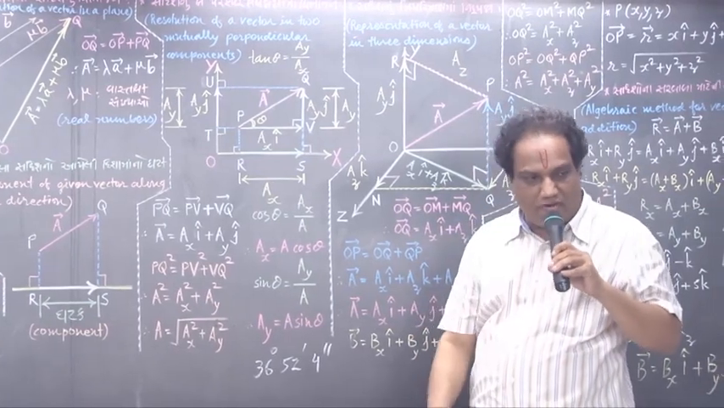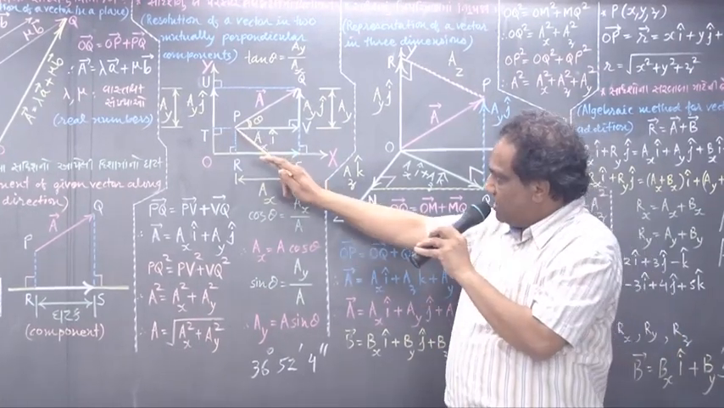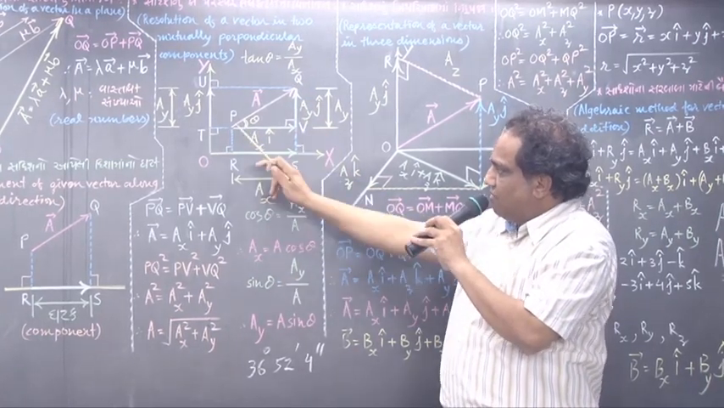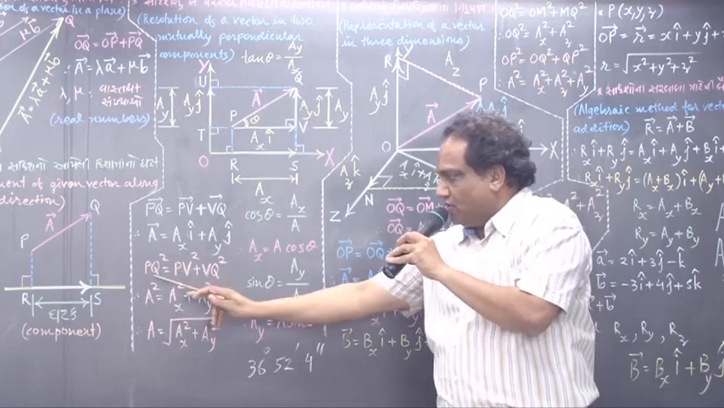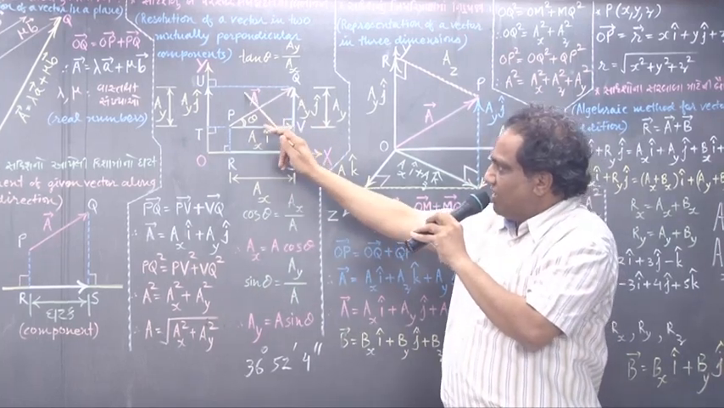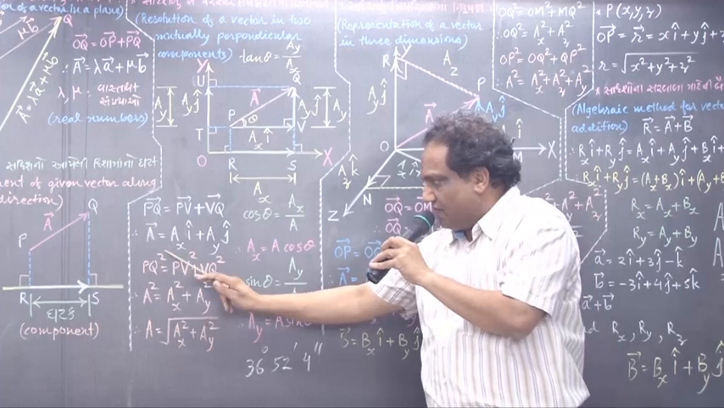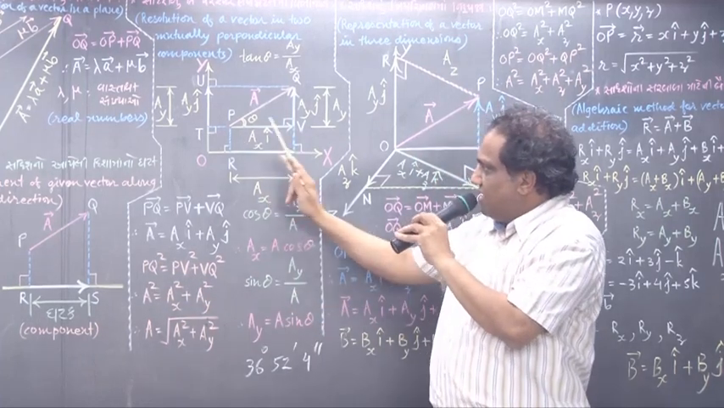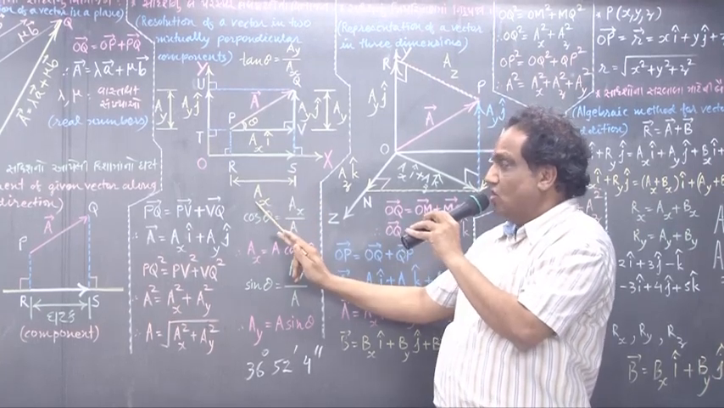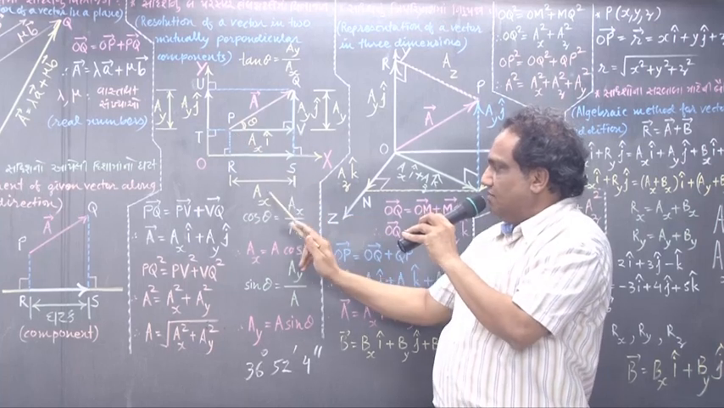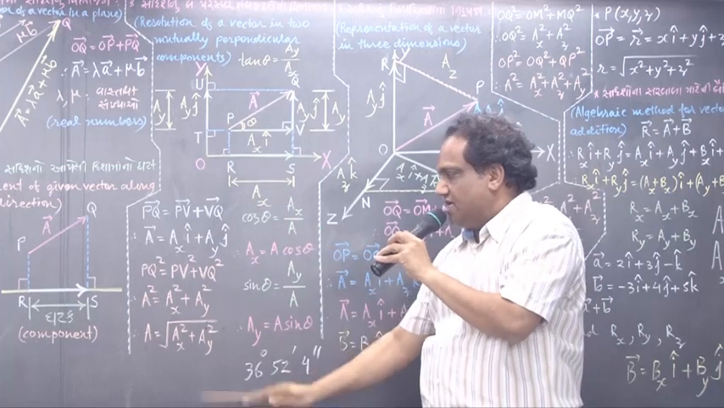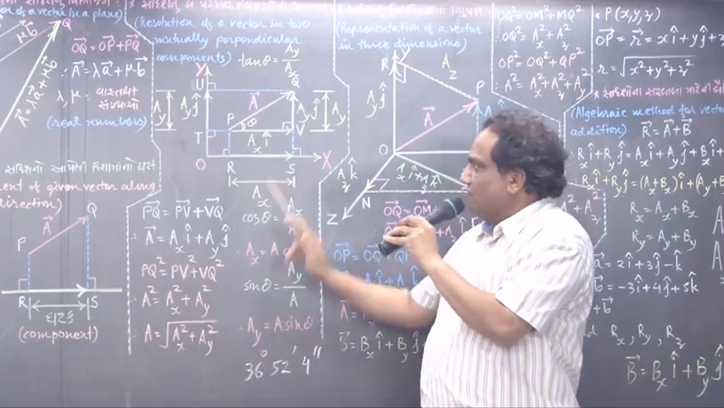Now take the Pythagoras theorem. Square of the hypotenuse. So PQ square will be equal to PV square plus VQ square. What is PQ? The magnitude of vector A, which is A, so it is A square. What is PV? It is the magnitude of this vector, which has the symbol AX. So the distance PV is nothing but AX, and I should write AX square. What about VQ?